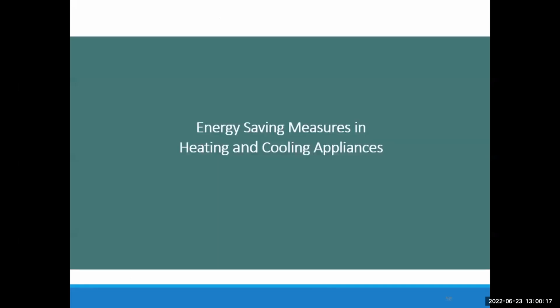So those are the examples for lighting. Now another example we will see is heating and cooling appliances. These are also major energy consuming areas in any household. We will be using refrigerators, air conditioning units, and also electric water heaters for our hot water needs, etc. So we will see what kind of energy saving opportunities are available in this category.